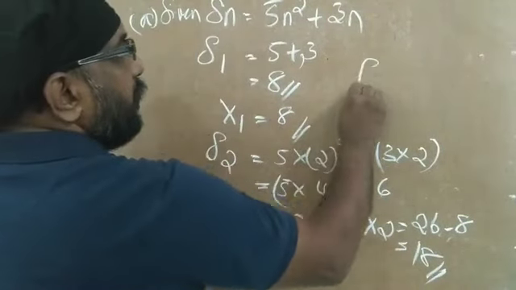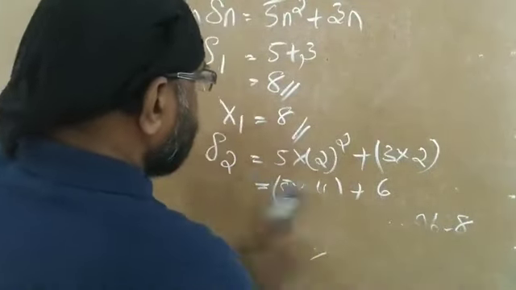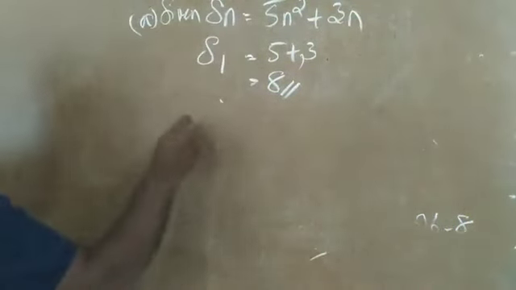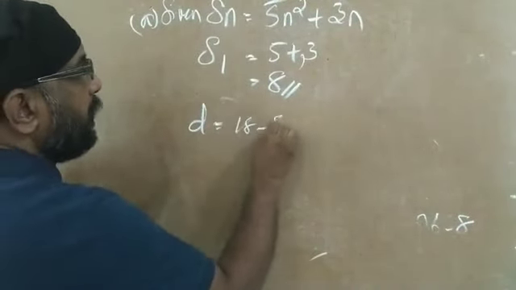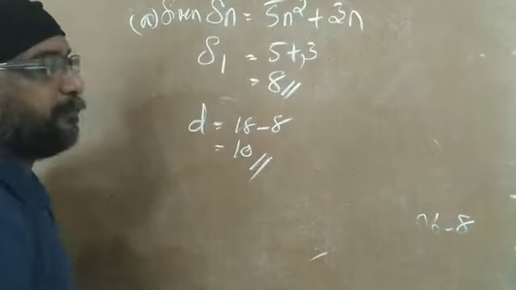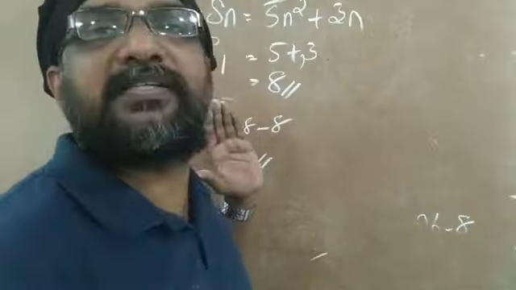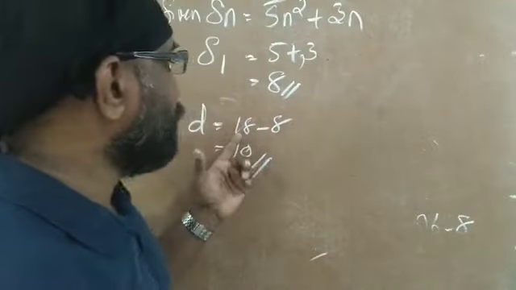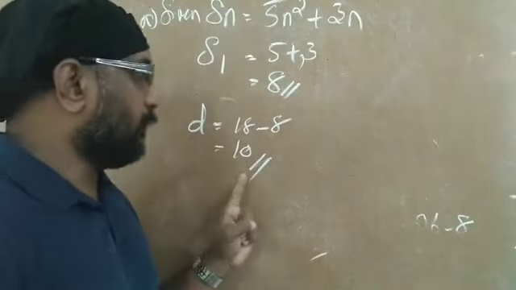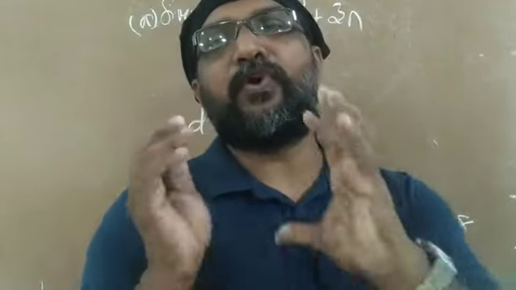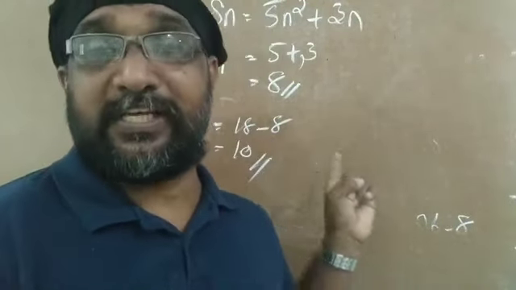Now, common difference d is equal to 18 minus 8, which is equal to 10. So you got the first term as 8 and common difference as 10, positive 10. 18 is the second term, so 18 minus the first term gives you the common difference. Answer B. You have got the first term and common difference now. First term is 8 and common difference is 10.